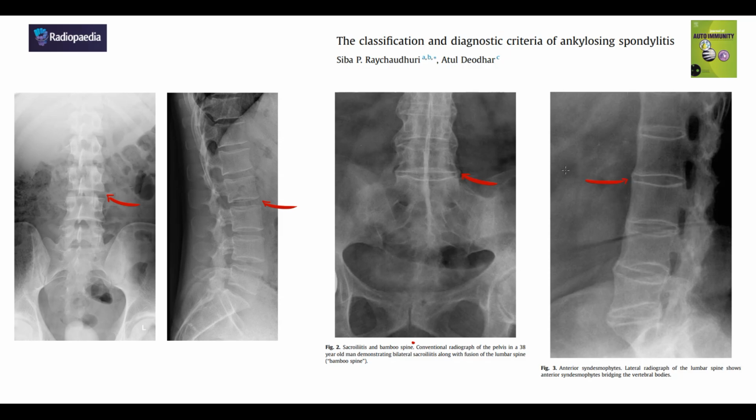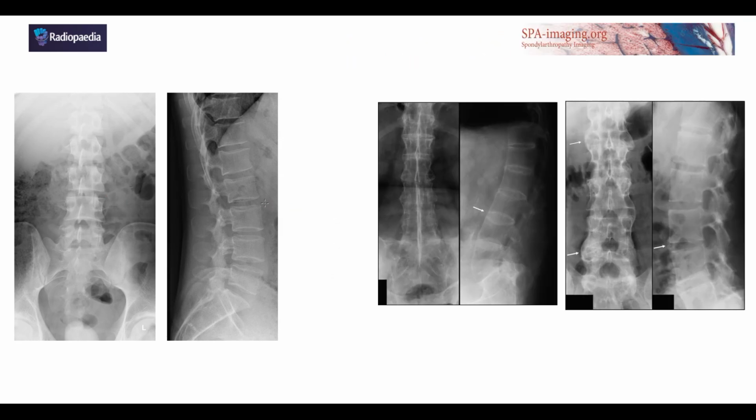On next image, we can see normal spine, and here we can see bamboo spine. Such overgrowth of the new bone tissue forms so-called bridges between the vertebrae, and exactly these bridges give the bamboo spine appearance. Here we can see normal spine, and on this image we can see bridges between the vertebrae that give a spine the bamboo appearance. And on next image, look at the space between the vertebrae. Compared to normal state, there is no space between vertebrae at all.